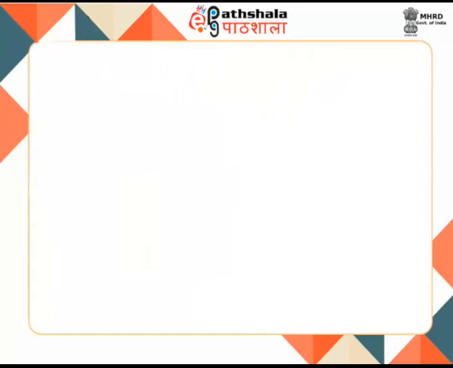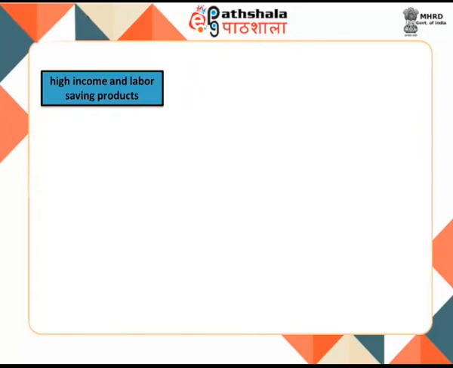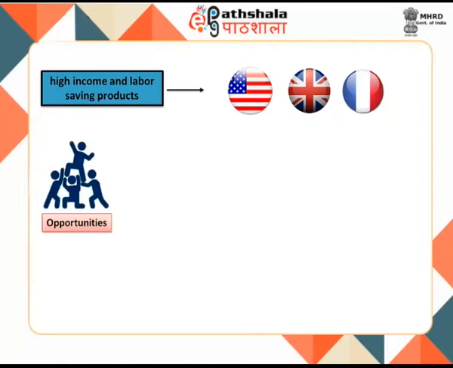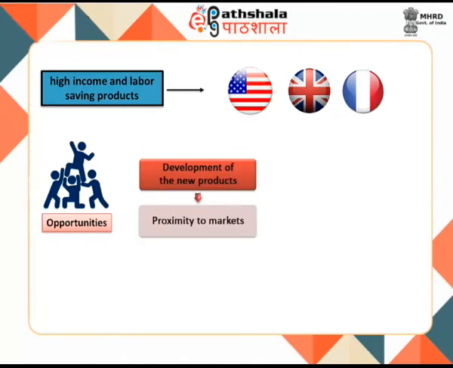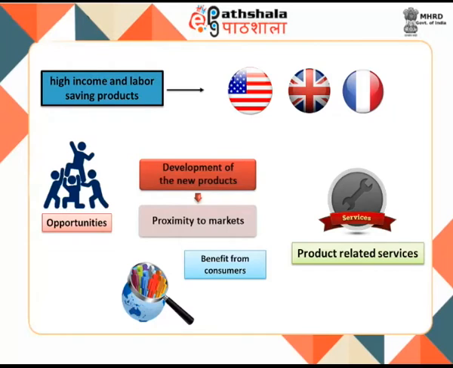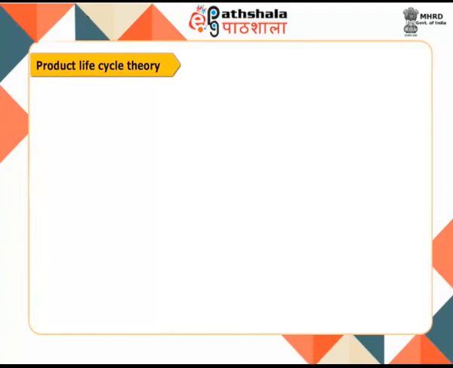The reasons because of which high income and labor saving products are most likely to be introduced in rich nations are: the opportunities are greatest in these countries. The development of the new products requires proximity to markets so as to benefit from consumers in modifying the product. There is need to provide service which can be easily done by the advanced nations. Let us now understand this theory with the help of a diagram.